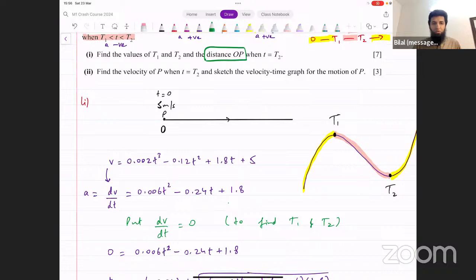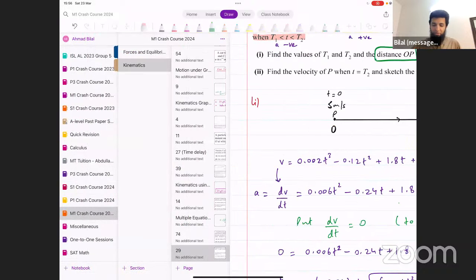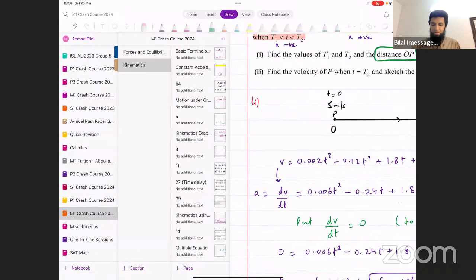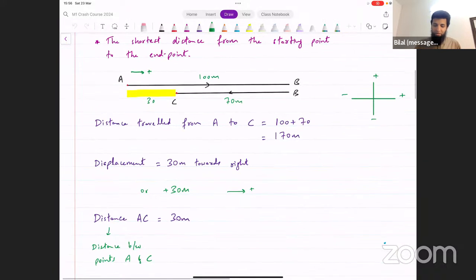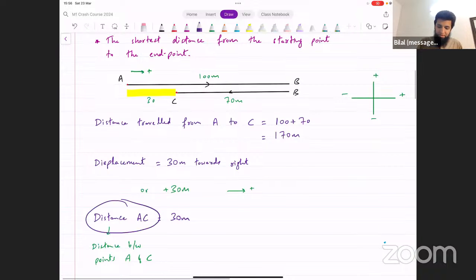What does distance OP mean? Distance OP is the same thing as displacement. Remember, we talked about this terminology in the very first few sessions on kinematics. If they say distance AC, that's the distance between 2 points.